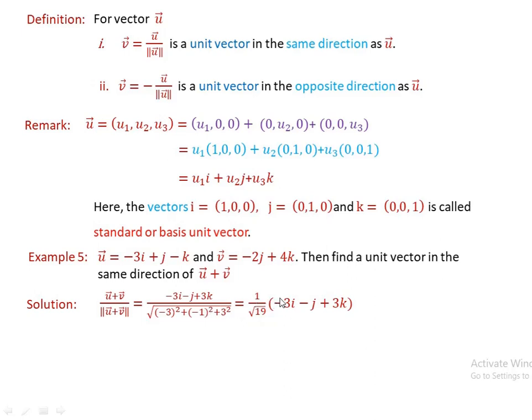Therefore we get 1 over square root of 19 times (-3i - j + 3k). Or we can distribute it: -3 over square root of 19 i, minus 1 over square root of 19 j, plus 3 over square root of 19 k.